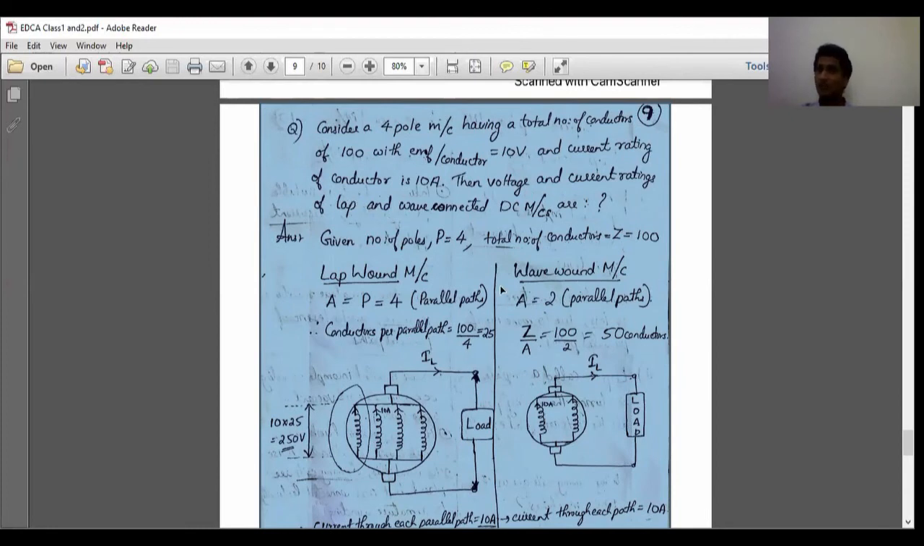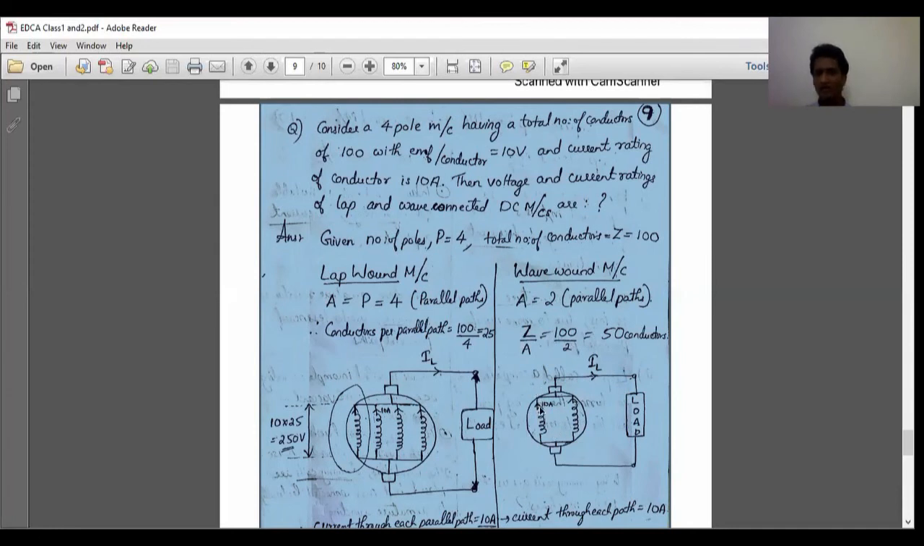Now, what are wave wound machines? The number of parallel paths will always be 2 for wave wound machines. So A is equal to 2. Then conductors per parallel path will be Z by A, that is equal to 100 by 2 equals 50 conductors per parallel path. Clear? So we will have two parallel paths inside the armature.